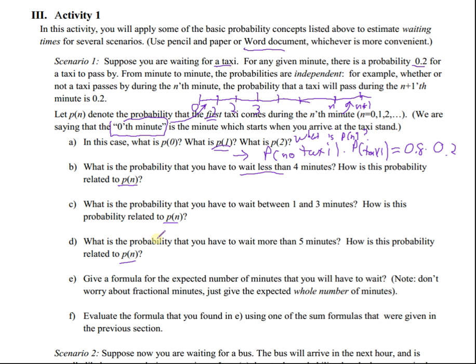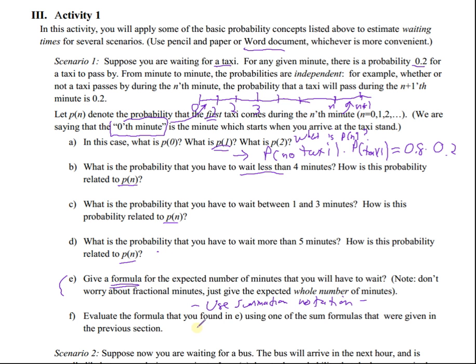Now for part E, you want the expected number of minutes that you'll have to wait. In this one I just want the formula, so you should use summation notation. And then in F, I want you to evaluate the formula. You'll use one of the sum formulas I gave in the previous section.